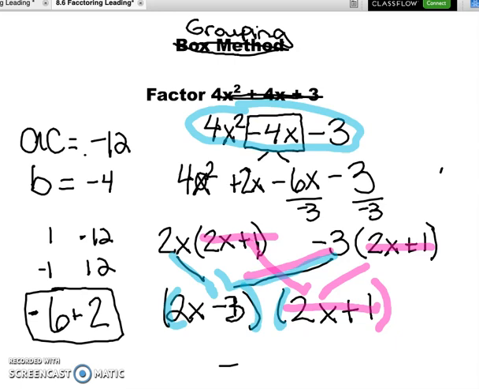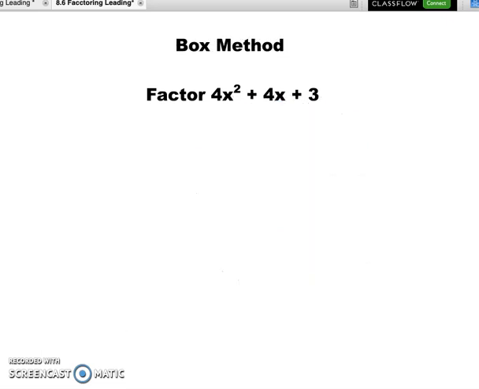Okay, so the next one, I'm going to clear this. 2 minutes left. See how quick I can do this. The next one is a negative, but then it's plus plus. So again, negative 12 is my AC. Negative 4 times positive 3. These are in your notes. And so AC is negative 12 and B is 4 this time.